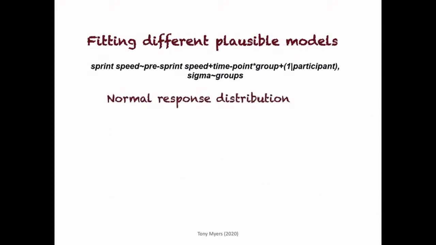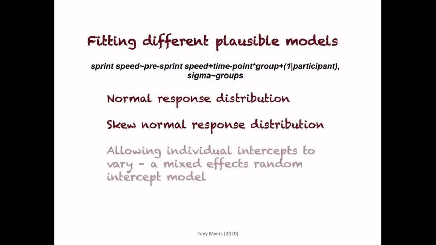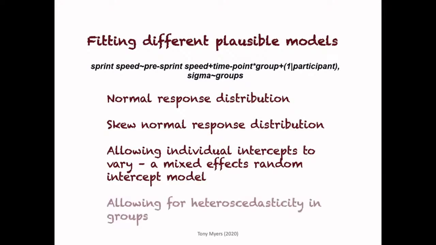I'm also going to model this with a skew normal response distribution, given the shape of the y variable when I looked at its density. I'm going to allow individual intercepts to vary because it looked like there were quite different sprint speeds across both groups, and I've got several data points for each person. Again, it looked like there were differences in variance across the groups, so I'm going to allow for heteroscedasticity in the group. I can build that into a model quite straightforwardly in the brms package or in Stan.